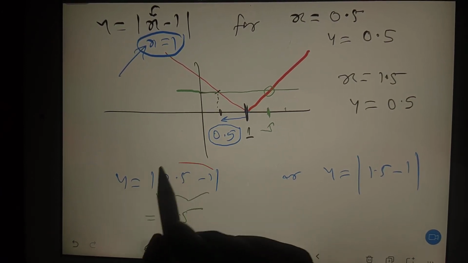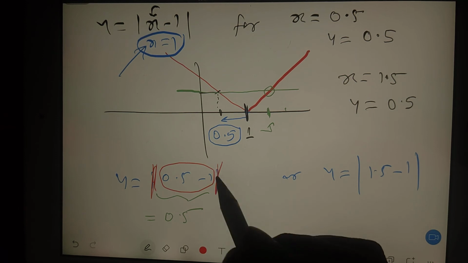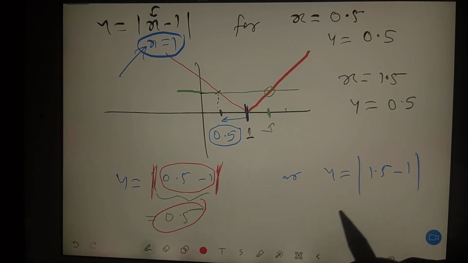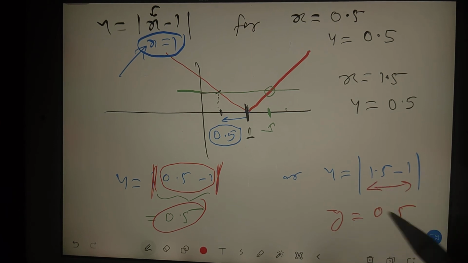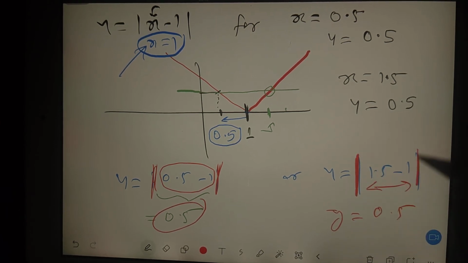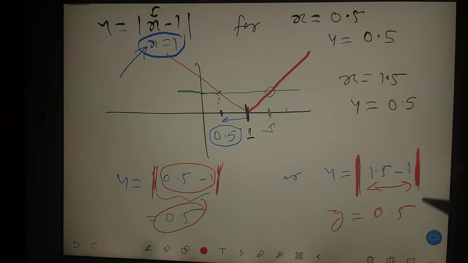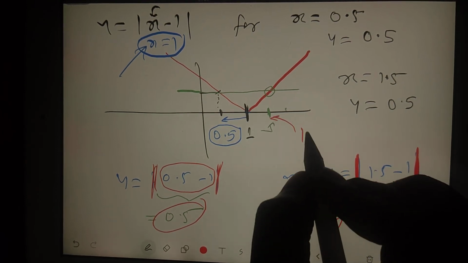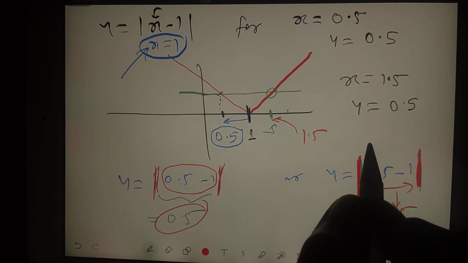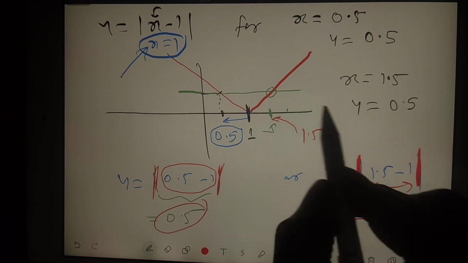Technically you should get a minus answer, but because of this modulus function you get 0.5. And here also you get y is equal to 0.5. It is automatically positive, and of course the modulus function is also there, but it is already positive, so whether the modulus function is there or not does not matter. So that's why this is your 1.5, x is equal to 1.5. Clear? So this is your x-axis, this is your y-axis.